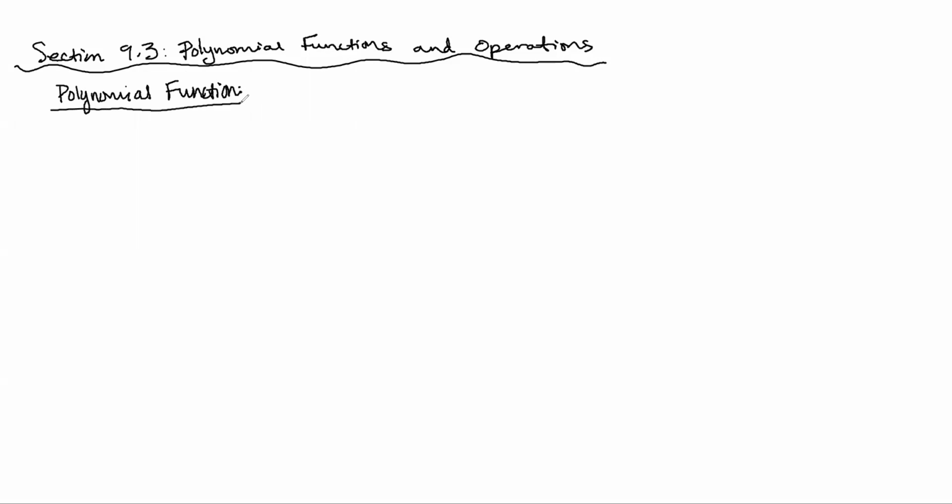So a polynomial function is a polynomial in one variable with one or more terms. So remember, a polynomial doesn't have to have more than one term. It can just be a single term. That's a monomial, which is just a specific type of polynomial.